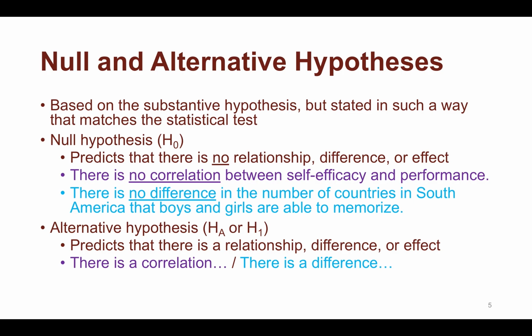So the alternative hypotheses would be, and by the way, we can use the symbol HA or H1 to refer to the alternative hypothesis. An alternative hypothesis predicts that there is a relationship, difference, or effect. So it's basically just worded in the opposite wording as the null hypothesis. There is a correlation between self-efficacy and performance. There is a difference in the number of countries in South America that boys and girls are able to memorize.